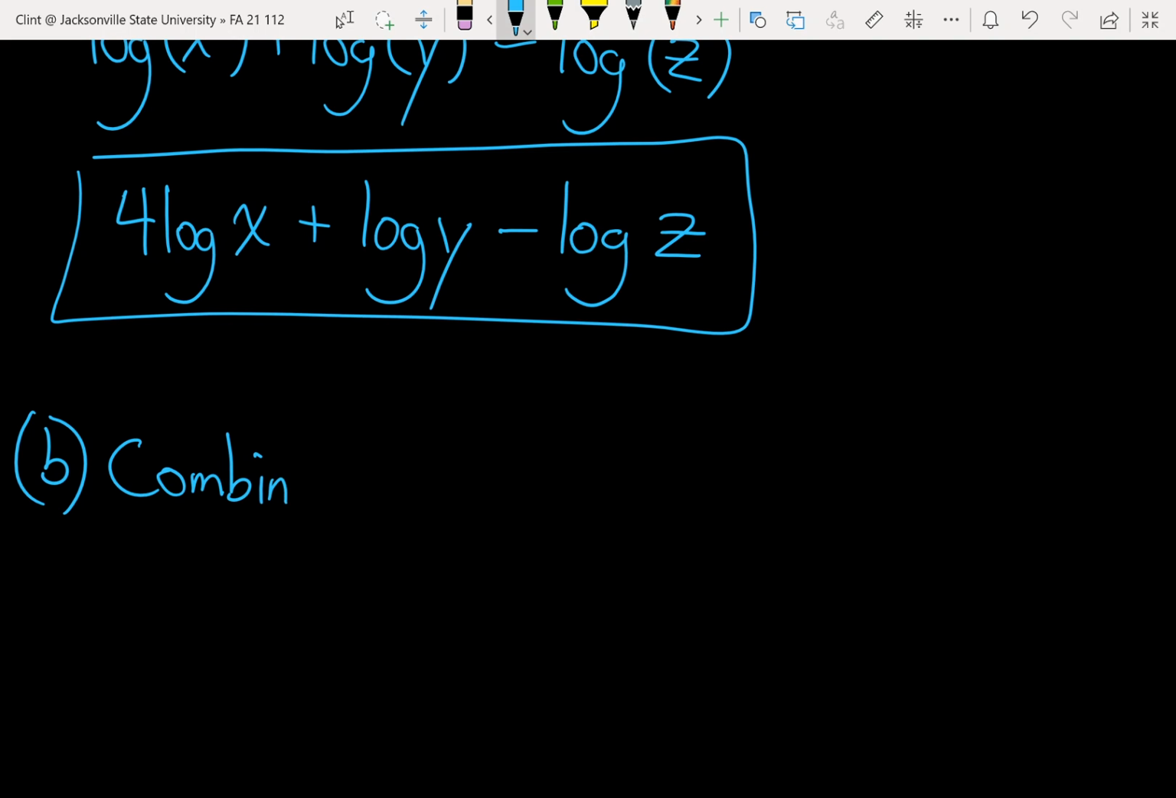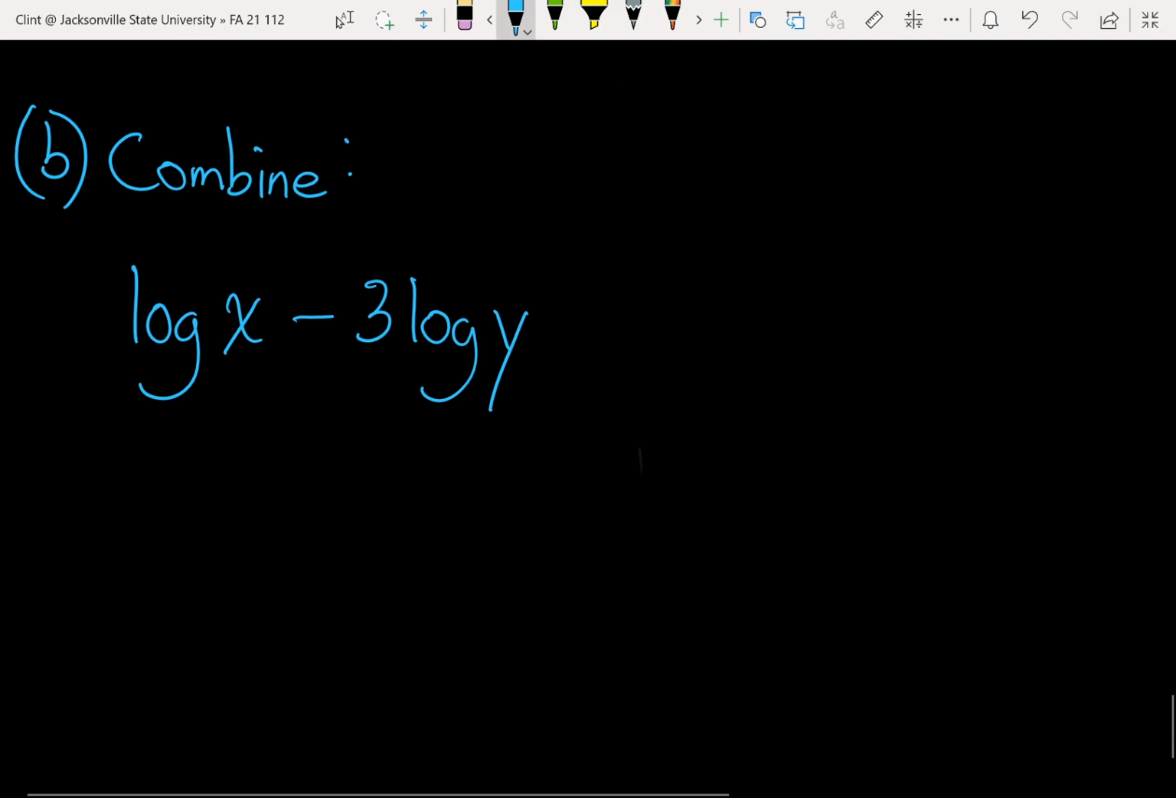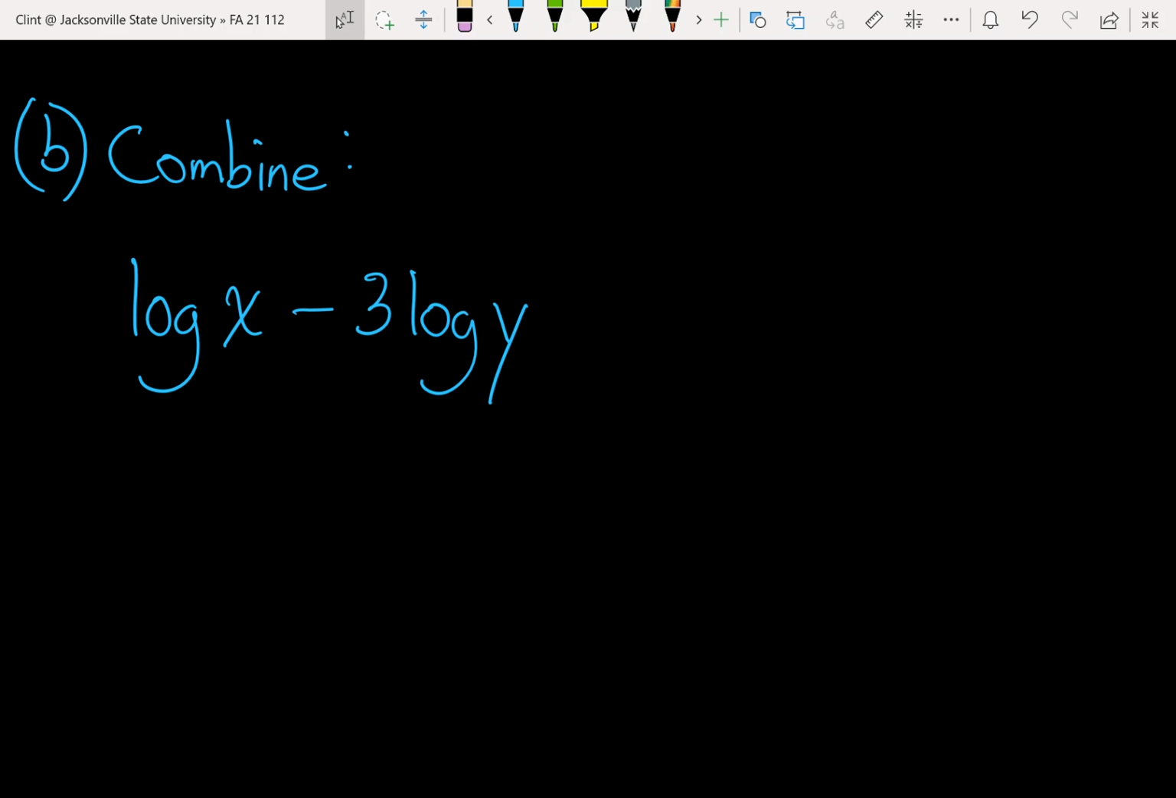Part B says combine. Let me switch it up a little bit, because the one I have, we'd end up exactly where we started on the other one. So let's just do that one.